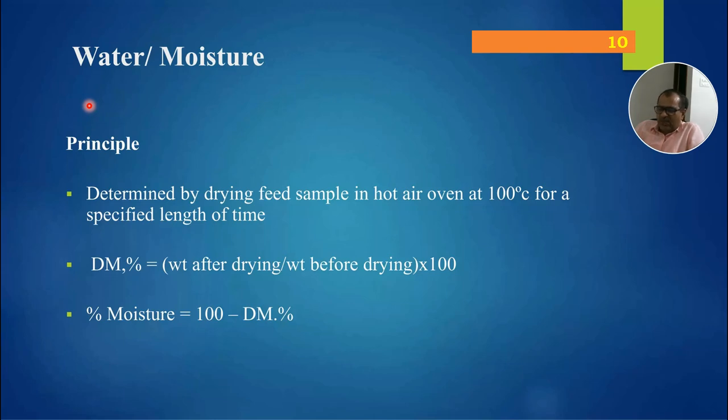Suppose we weigh a 100-gram feed and dry it, and after drying it is 80 grams, then 20% is the content of the moisture. So this is the same: weight after drying, which will be less, 80, divided by 100 into 100. Then 100 minus dry matter percent is always how percent moisture is calculated, in a similar pattern.